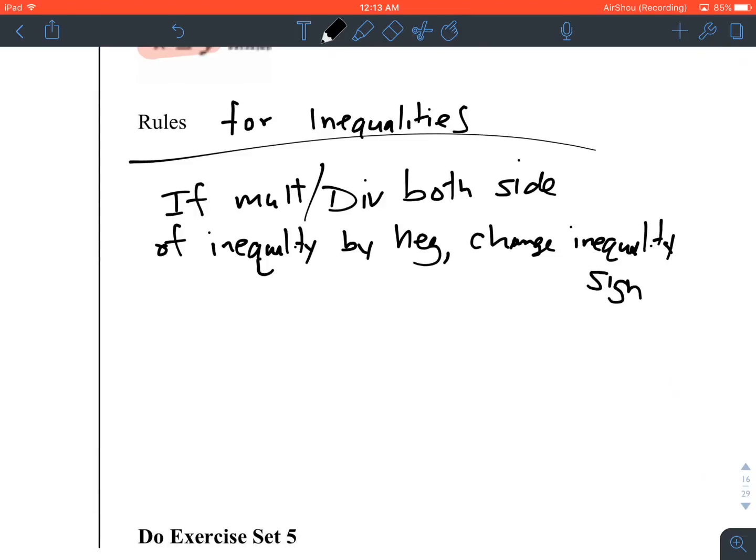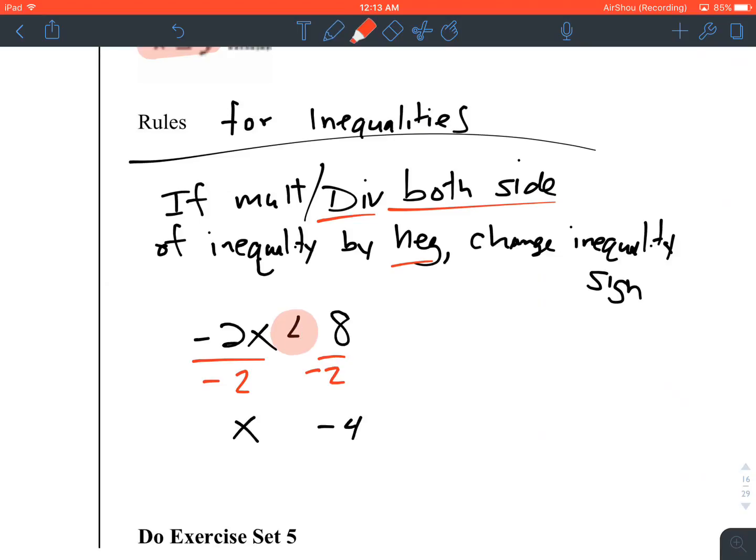Let's say we had negative 2x is less than 8. We want to get x by itself. We would divide both sides by negative 2. This is the special rule because we just divided both sides by a negative. So on the left we get x, on the right we get negative 4. The special thing is the inequality sign changes direction. So instead of a less than, it becomes a greater than.